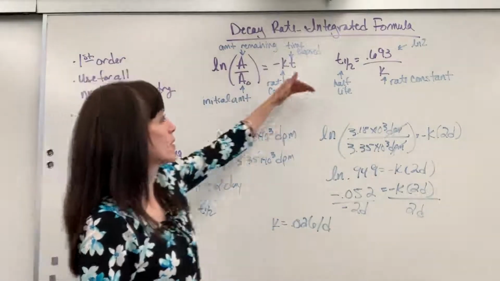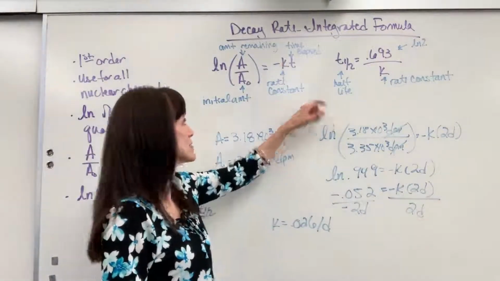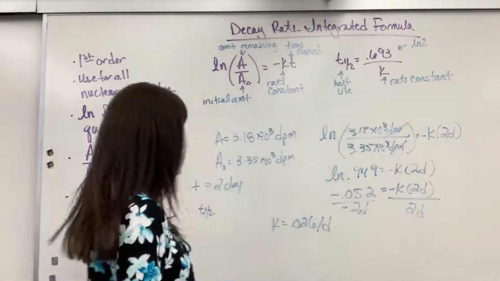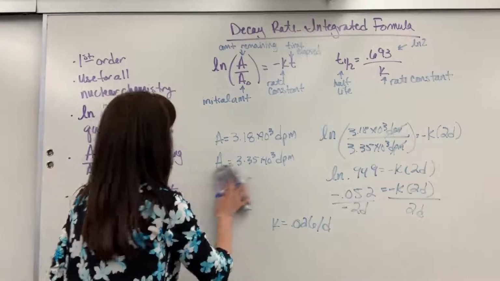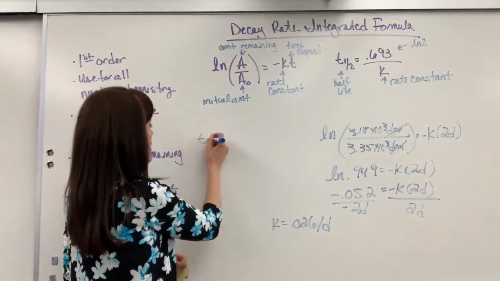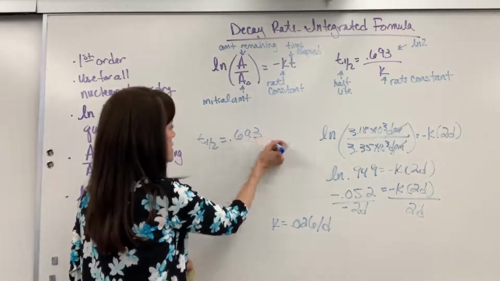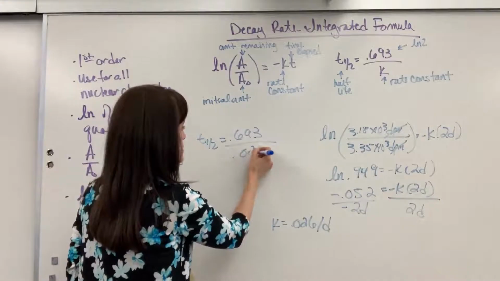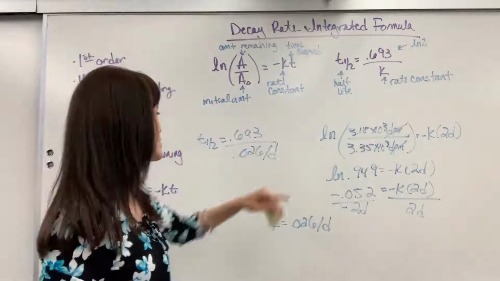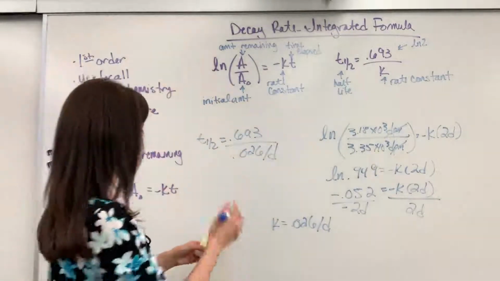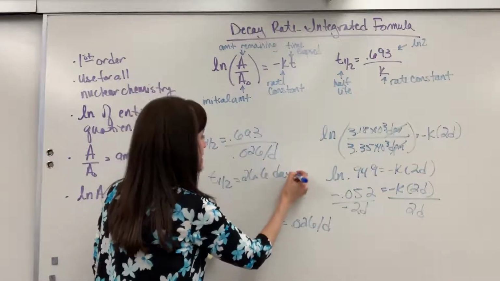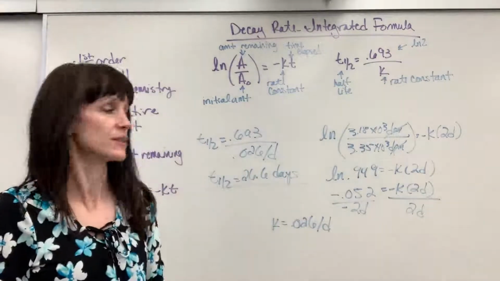So now I can come back to this formula. Okay, I found k, my rate constant. Now I can plug it in over here to find half-life. So let's go ahead and do that. I'll erase this. We'll plug that in. So we will have half-life equals 0.693 divided by 0.026 per day. Fraction divided by fraction, that day is going to come to the numerator. When we divide that, the half-life is 26.6 days. And there's our answer. Okay, nice.